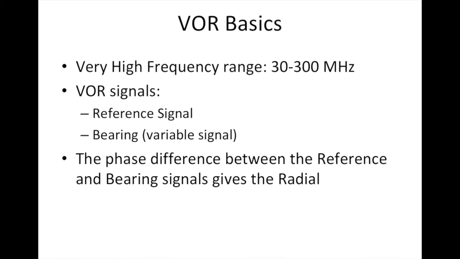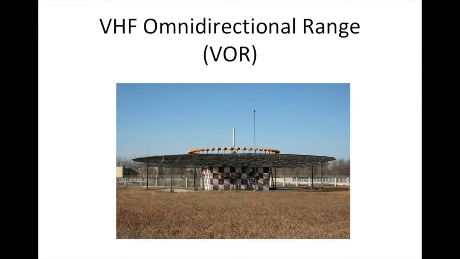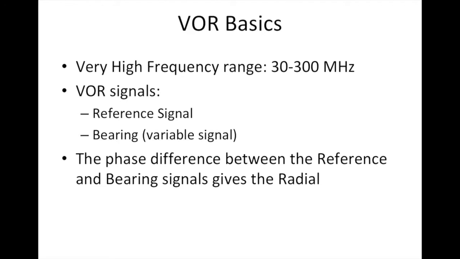The VOR signals, what you saw here, this station pretty much emits two different signals. One's called a reference signal. One's called a bearing or a variable signal. Now, the phase difference between the two, the reference and bearing signals, is what gives you the radial.